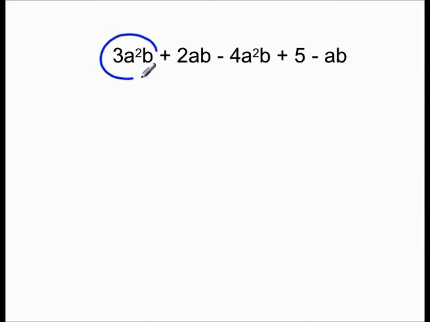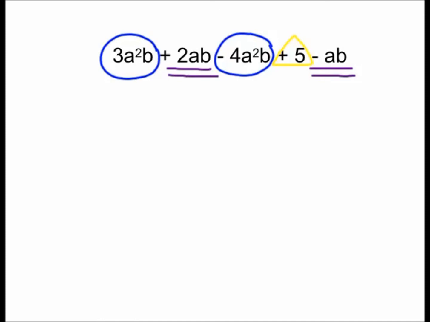So we have this 3a squared b and a minus 4a squared b over here. Okay, now notice how I circled that minus. Do not forget to circle the minus, because that's part of the term. We have this 2ab, and I spot a like term to this over here, minus ab. And we have this 5. He's all by himself, no like terms for him.